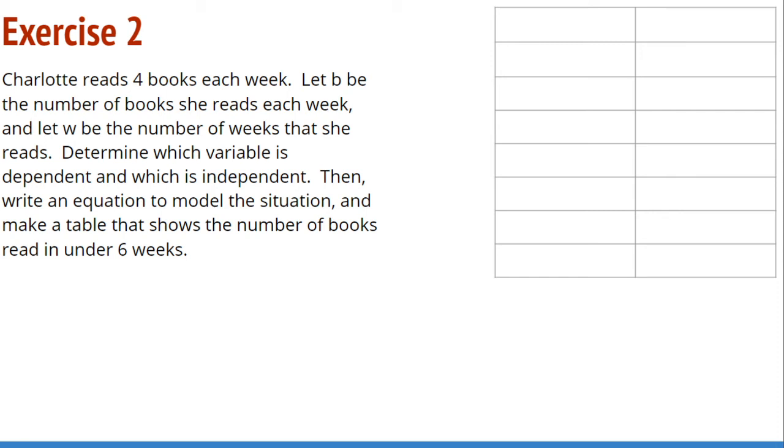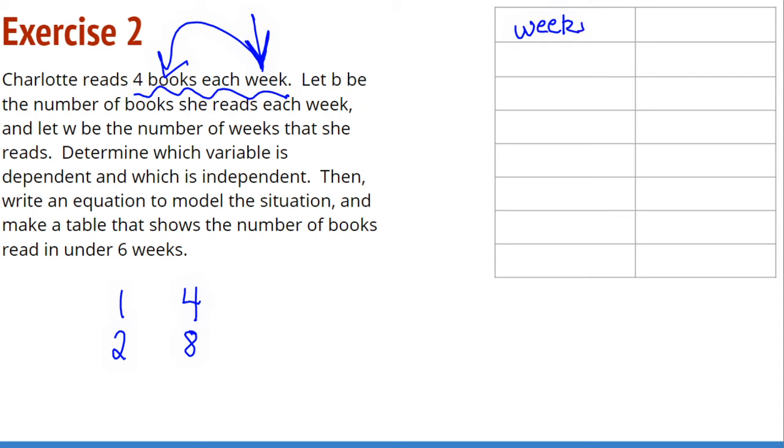The way I read this is that she reads 4 books each week, so the number of weeks is going to tell us how many books she's read. If she read 1 week, she would have 4 books. If she read 2 weeks, she would have 8 books that she's read. So I hear the weeks are an independent variable, and I hear the number of books is a dependent variable. And it says I'm supposed to have under 6 weeks here, so 1 week, 2 weeks, 3 weeks, 4 weeks, 5 weeks.